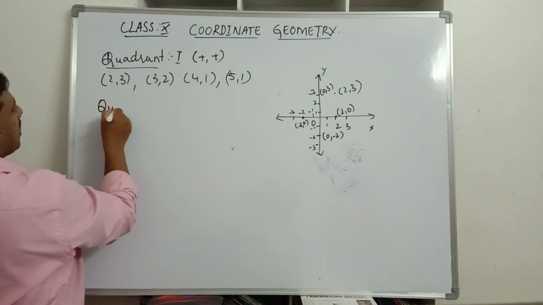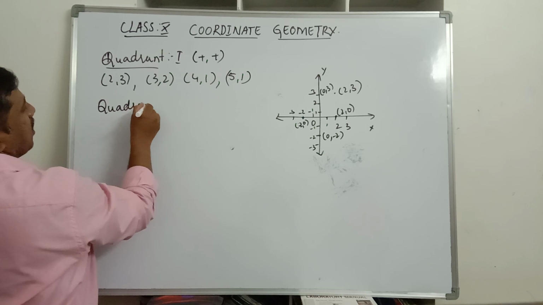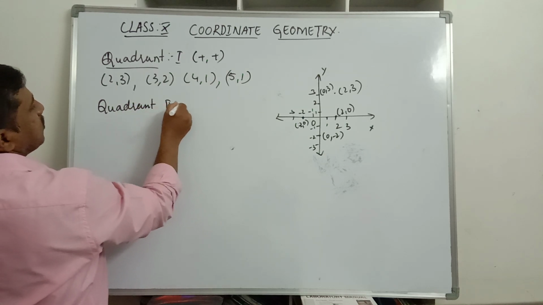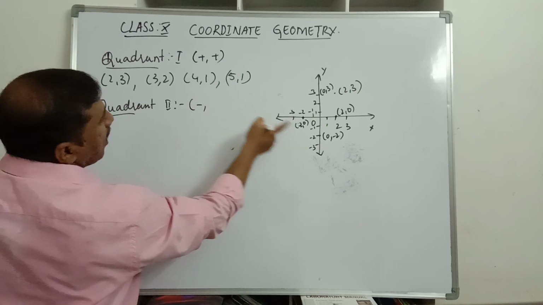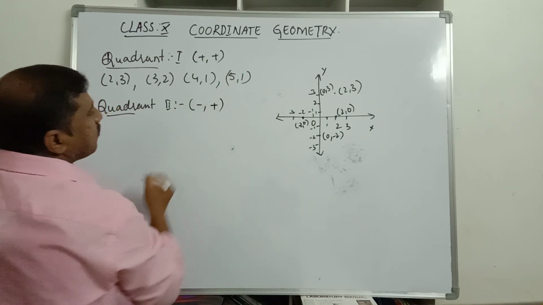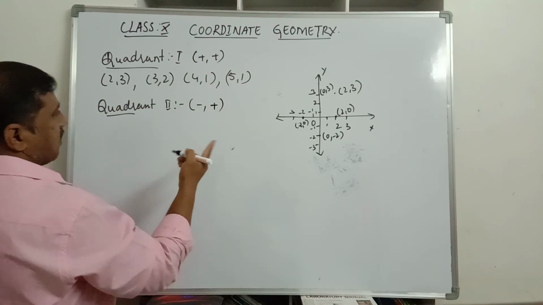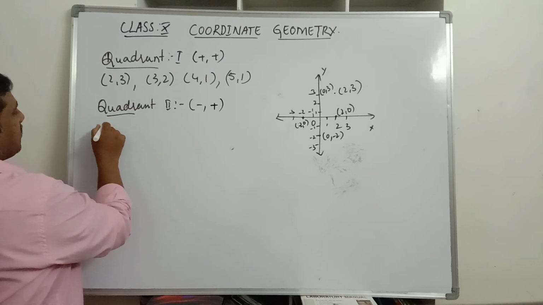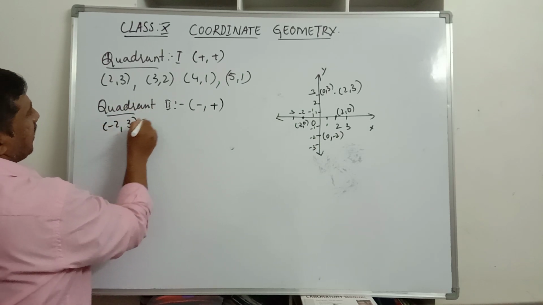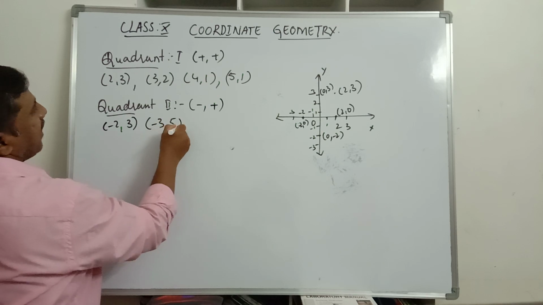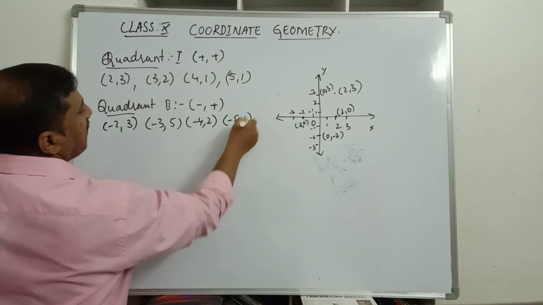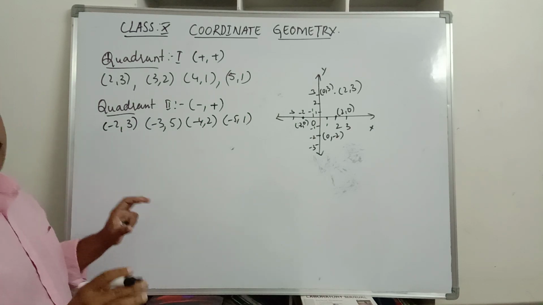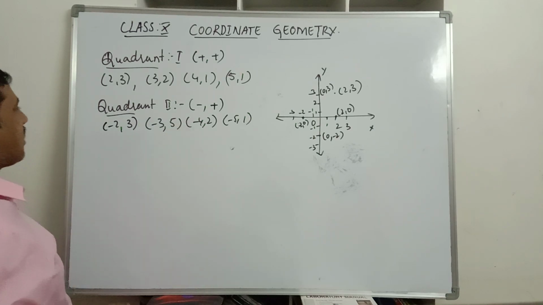Quadrant 2, what are the points in quadrant 2? In quadrant 2, this left side, x is negative and y is positive, minus comma plus. Therefore, minus 2, 3, minus 3, 5, minus 4, 2, minus 5, 1 are some examples of points that lie in the second quadrant.